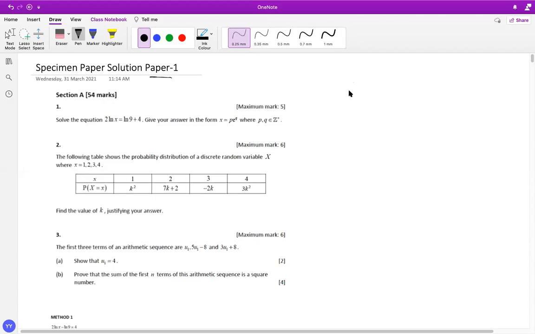In this lesson, I'm solving the specimen paper 1 that was released by IBDP recently. I hope this is helpful for you for the class of 2021.